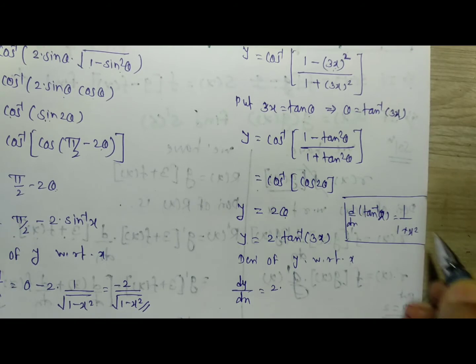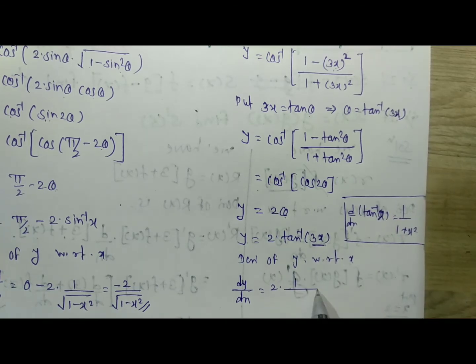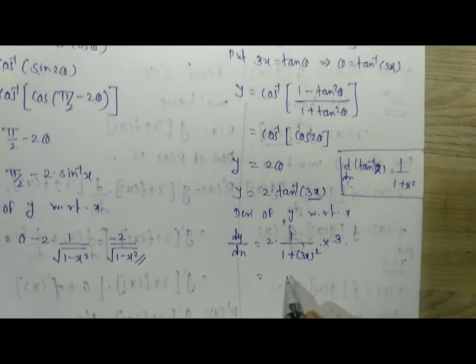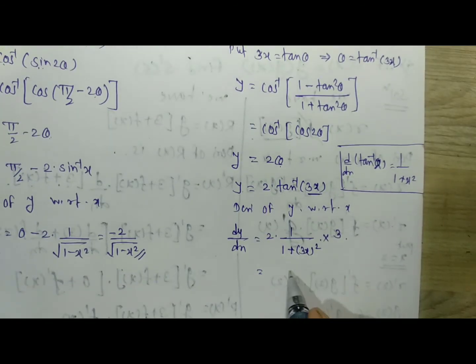The derivative of this is nothing but 1 divided by 1 plus x square, and x is replaced here by 3x. Therefore first of all we take 1 divided by 1 plus (3x) square, into the derivative of 3x, which is nothing but 3. Therefore you will get the complete answer, which is 6 divided by 1 plus 9x square, and this is your answer. This is your substitution related to that one.